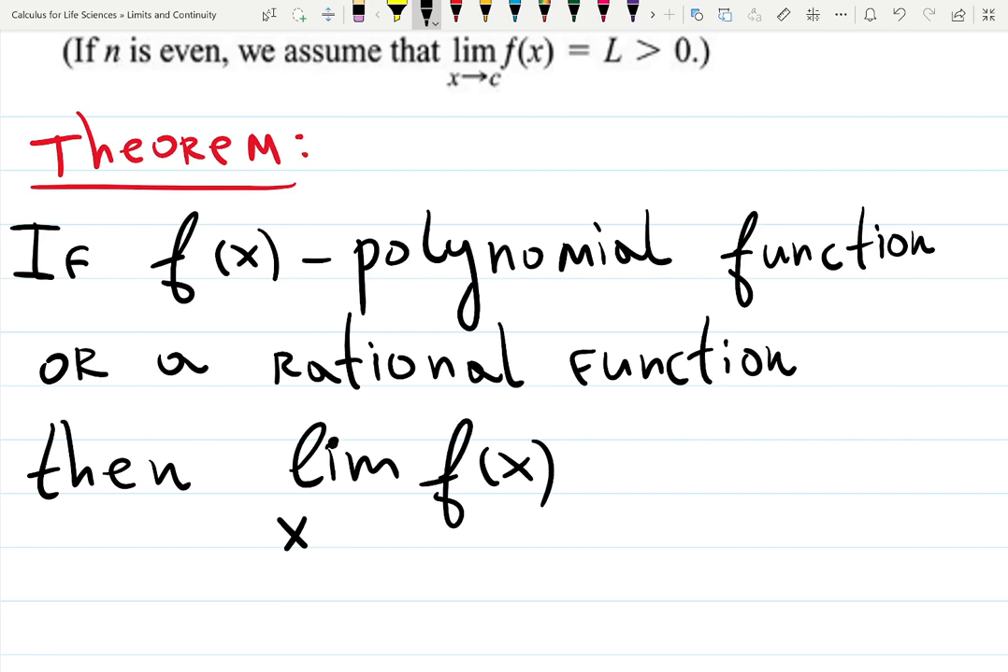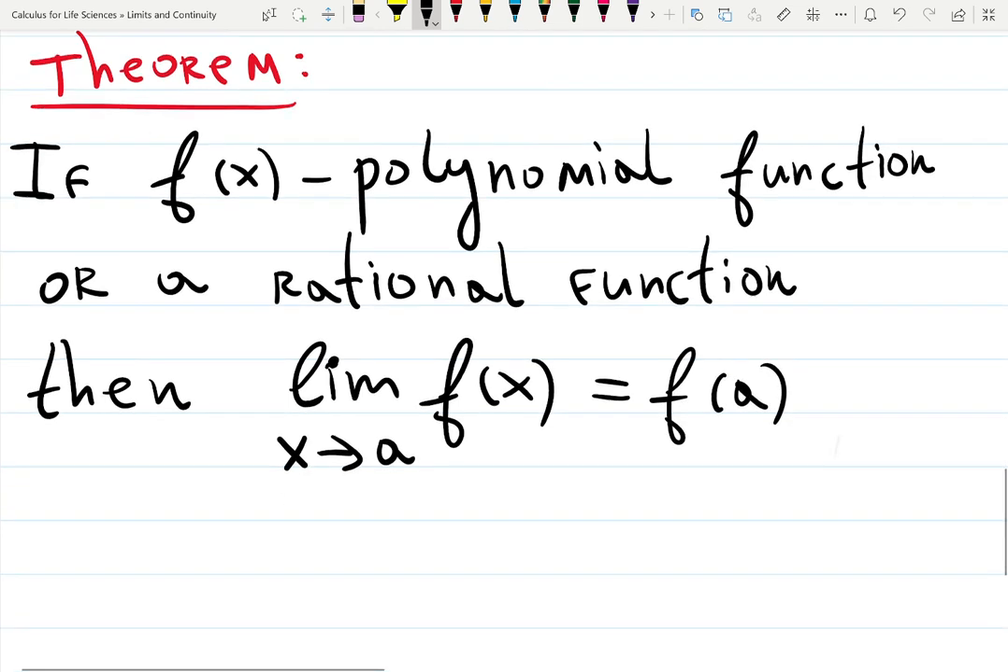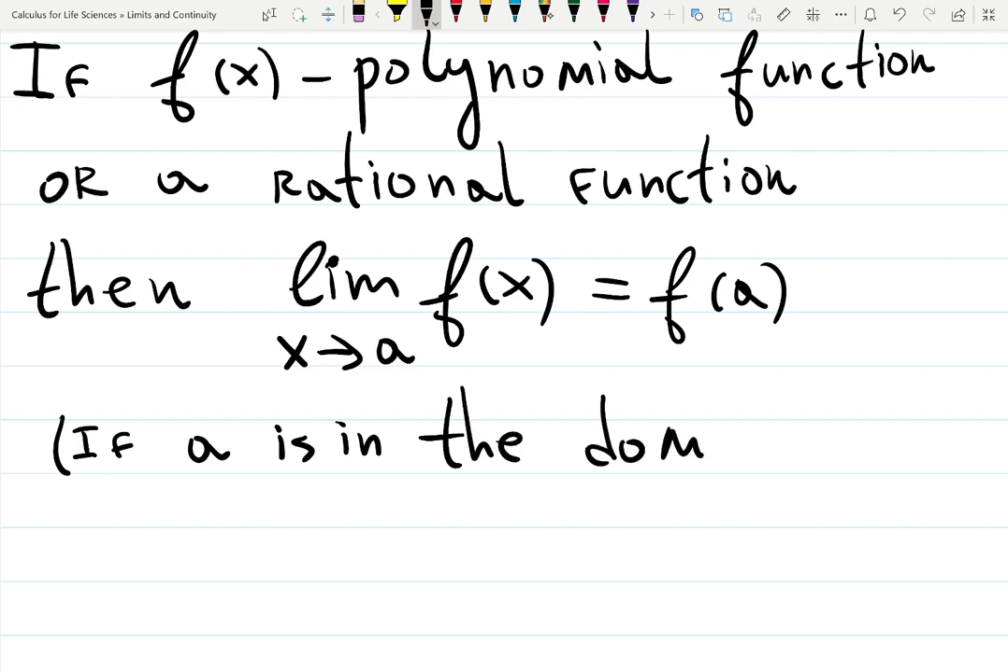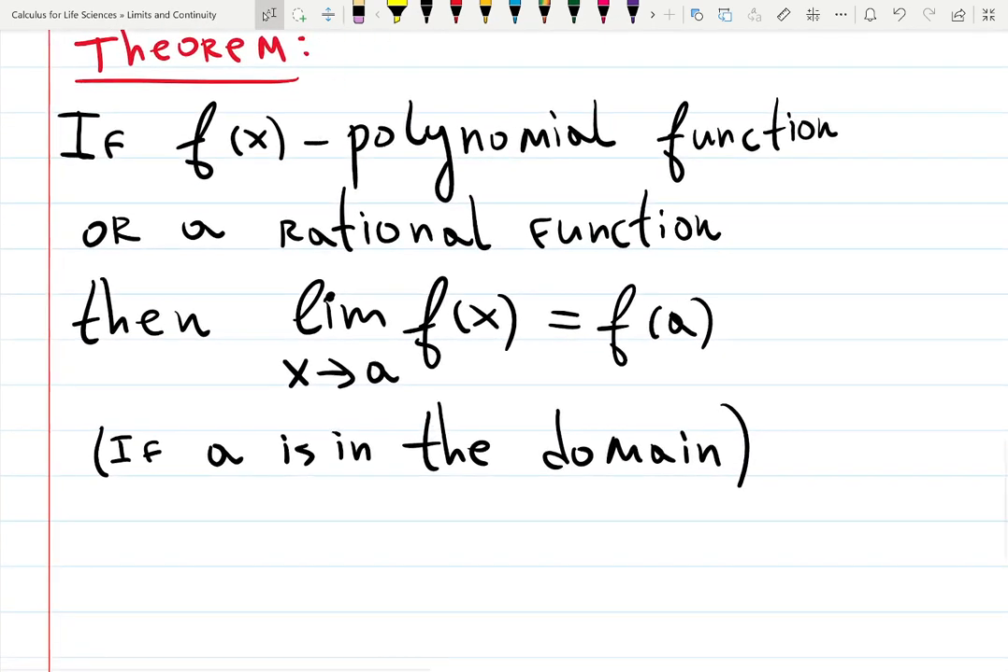So there's a limit of the function f of x as x approaches a. You don't have to perform anything complicated. You just plug in that a, if a is in the domain. If a is in the domain, that means f of a is defined. So it's not undefined, it's there. So this theorem is very important because it makes your life easier. And this is because polynomials and rational functions are continuous in their domain. Let's write down: due to continuity.